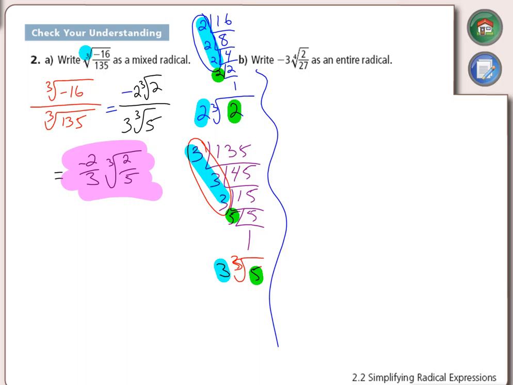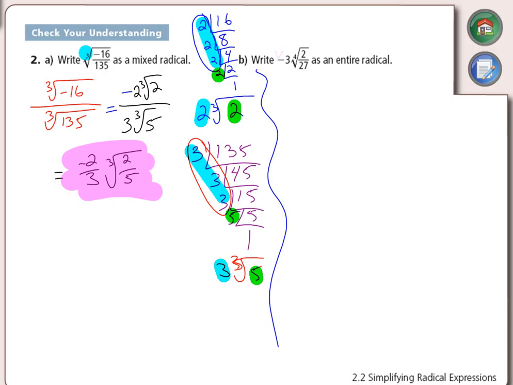All right, let's go the other direction. We went from an entire to a mixed. Now let's go from a mixed into an entire radical. Let's bring it all underneath that house. But be careful, listen carefully on this one. We got a little bit of an issue, a little bit of a problem to deal with. And that's right here. Specifically, right there. There's a negative sign sitting in front. We got to somehow deal with that.